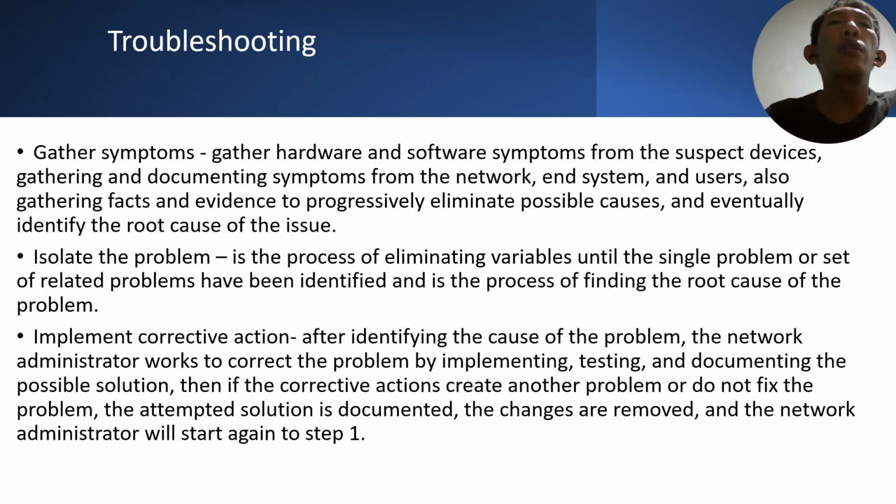The second step is to isolate the problem. It is the process of eliminating variables until a single problem or set of related problems has been identified, and is the process of finding the root cause of the problem. Third is to implement corrective action. After identifying the cause of the problem, the network administrator works to correct the problem by implementing, testing, and documenting the possible solution. If the corrective actions create another problem or do not fix the problem, the attempted solution is documented, the changes are removed, and the network administrator starts again at step 1.